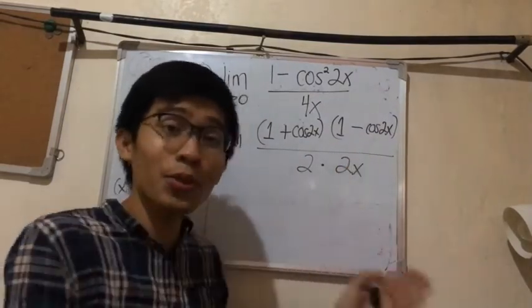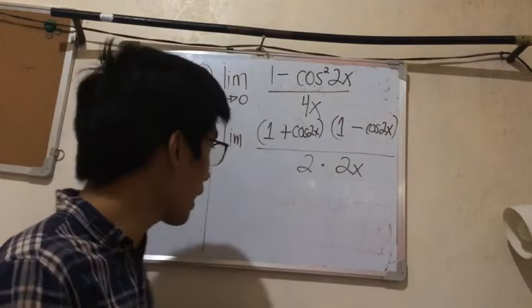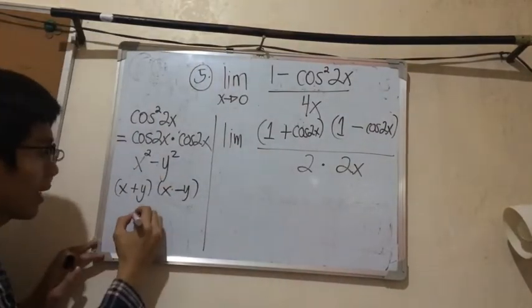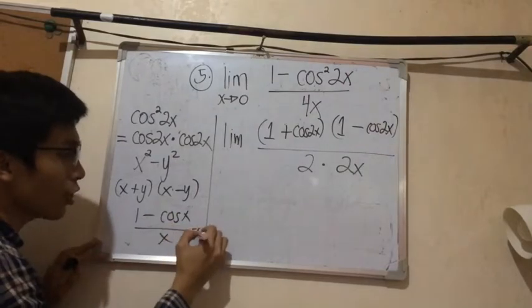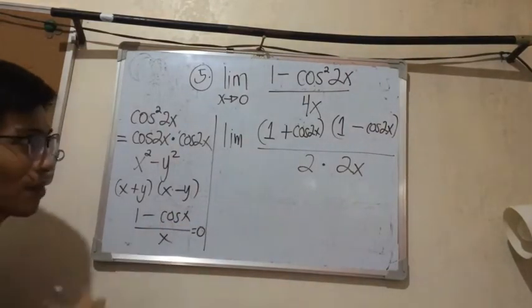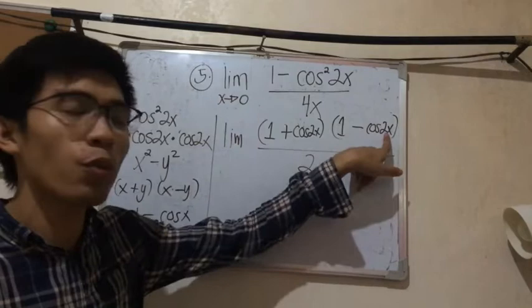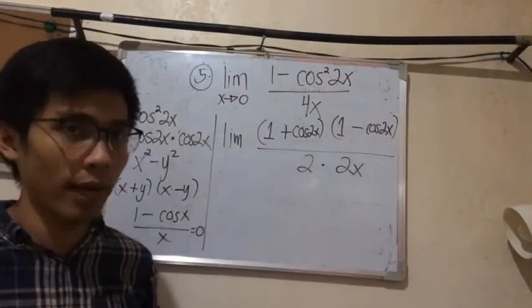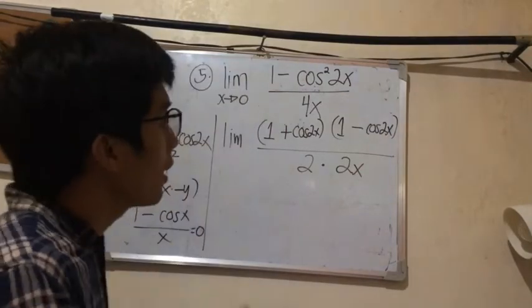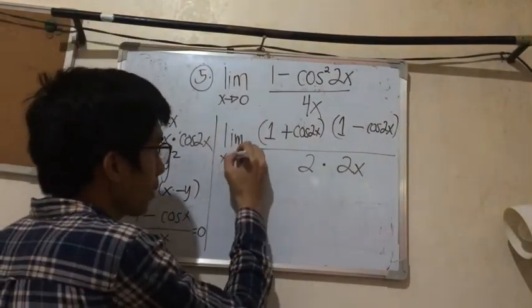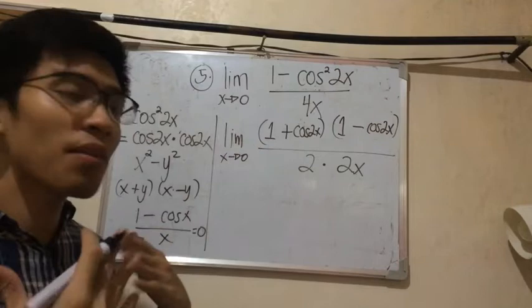So you can use the limit theorems that I presented to you. What limit theorem is that? The limit of 1 minus cosine x all over x is equal to 0, so I have to make use of that one. That's why I use 2x, because I have 2x inside of cosine 2x. That is why I separated that one. Okay, so now, as x approaches 0, continue simplifying.